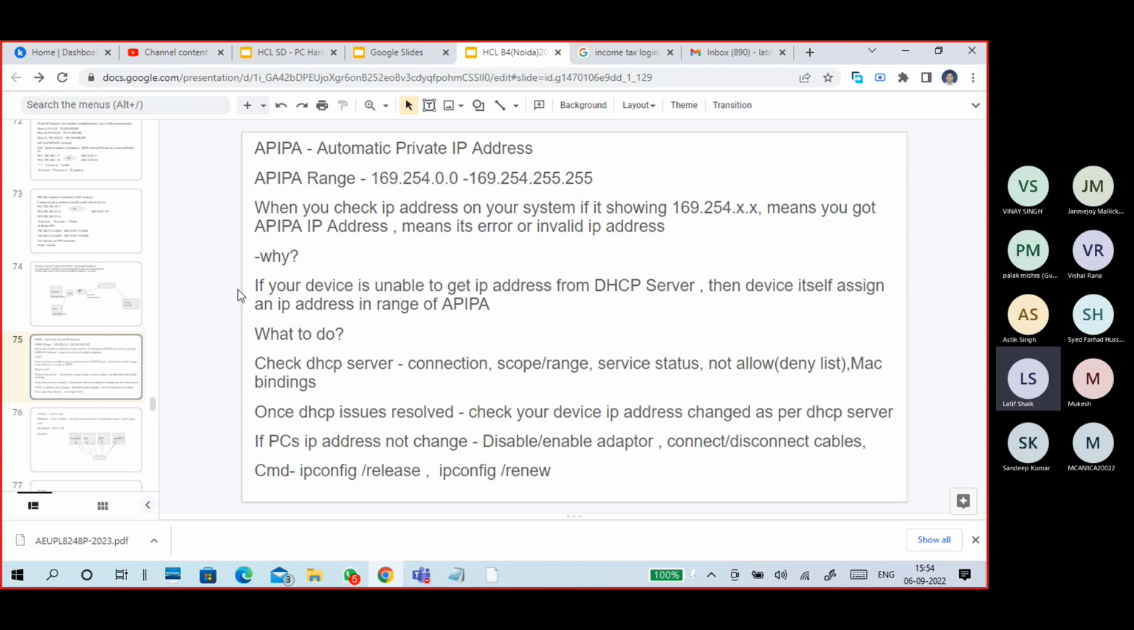So why are we getting this APIPA? Automatic private IP. Automatic means DHCP, dynamic. You will get an IP address from a DHCP server. If you configure an IP address yourself, that is static, manual. But if you want to get an IP address from DHCP, use the obtain an IP address automatically option.